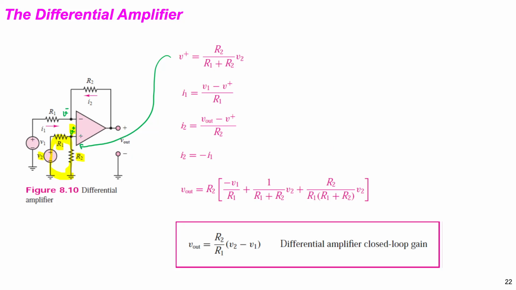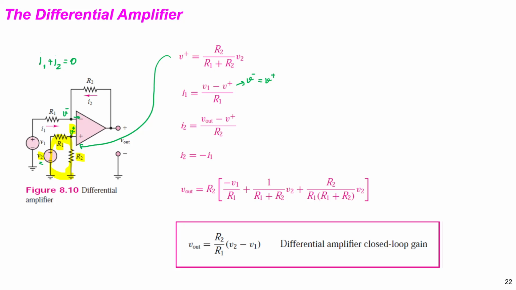V positive is R2 divided by R1 plus R2 into V2. Here, I1 plus I2 will be 0 because I in is 0 with an op-amp, so these two plus together. And I1 is V1 minus V negative. V negative and V positive are the same, because V negative equals V positive.